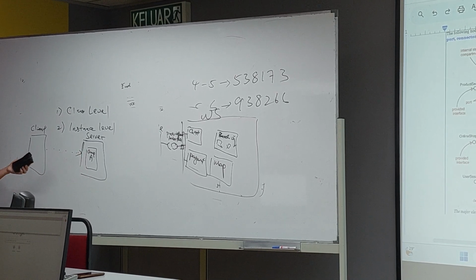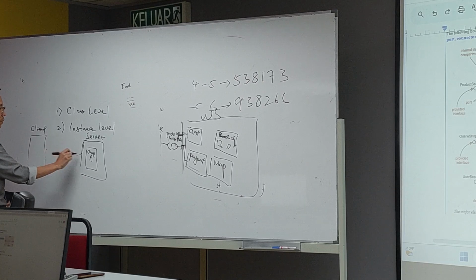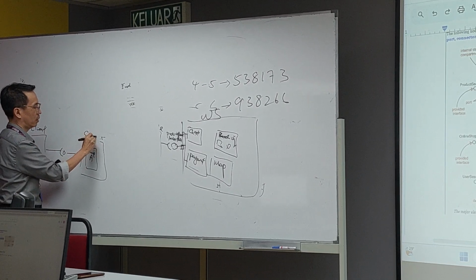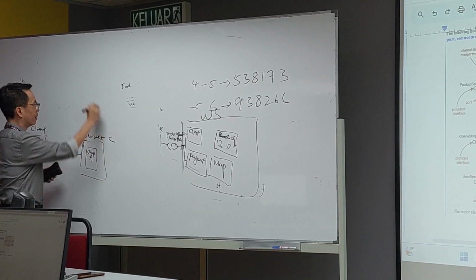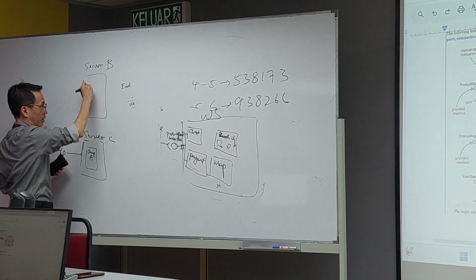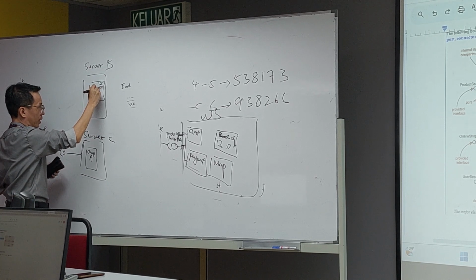Let's say, for example, I have more than one server, and each server may have different instances of this component A, maybe A1, A2, A3. In this case, if I want to show it like this, then I can show the instance level. This is the class level, and this is the instance level. Server C, and maybe I have another server B, and this is component A also.